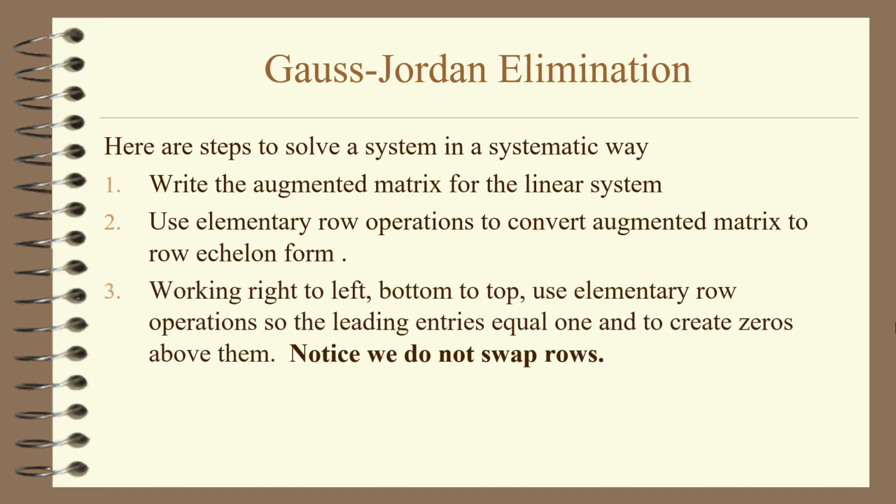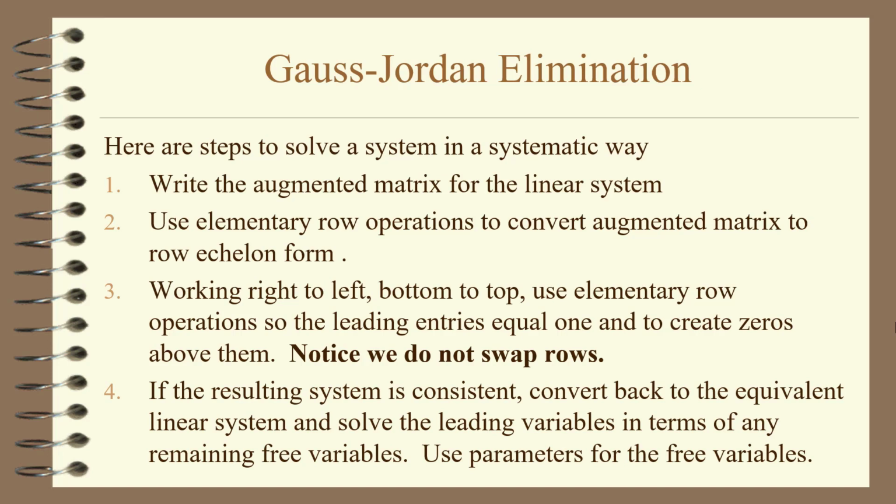Instead, now working right to left, bottom to top, use the elementary row operations so that the leading entries equal 1 and to create zeros above them. Notice that to do this, you never actually have to swap rows. You only use the other two row operations. So in this process, the position of the leading entries never change. Lastly, if the resulting linear system is consistent, convert it back to an equivalent linear system and then solve it by writing the leading variables in terms of the free variables. Just use parameters for those free variables.